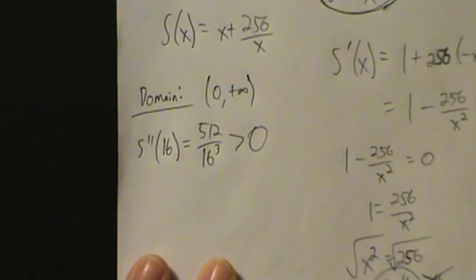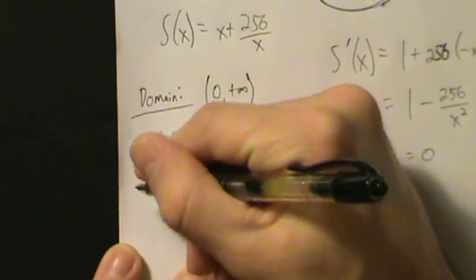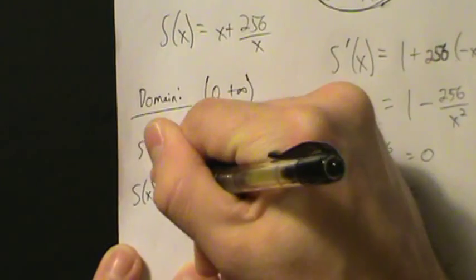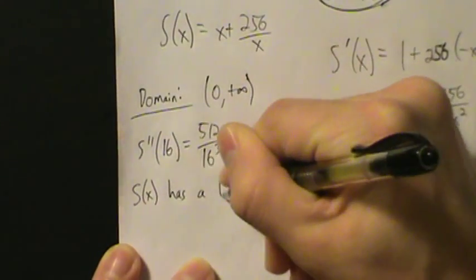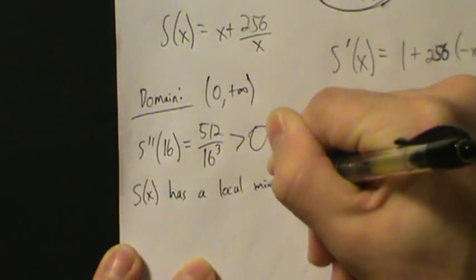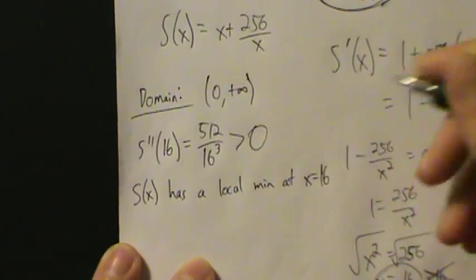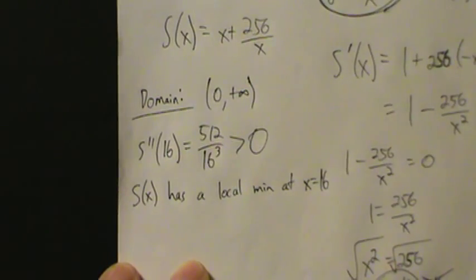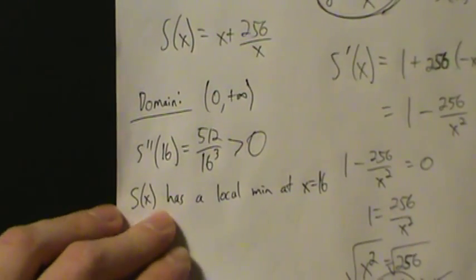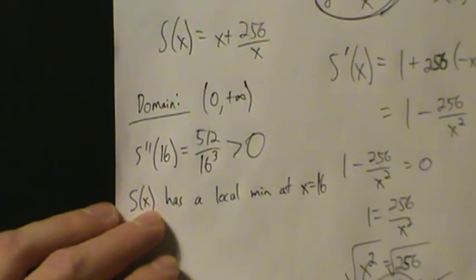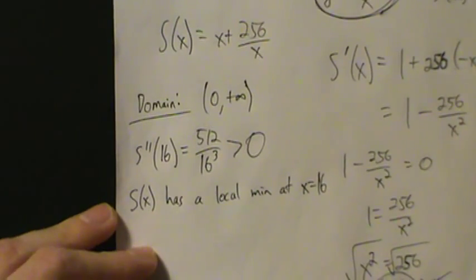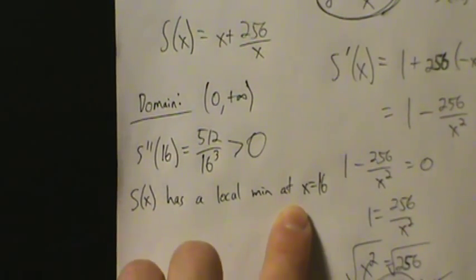So what does the second derivative tell us? The second derivative tells us that, therefore, S of x has a local minimum at x equals 16. And so that's kind of it for step 5. Now we just have to wrap it up and answer the actual question. So S of x has a local min at x equals 16.